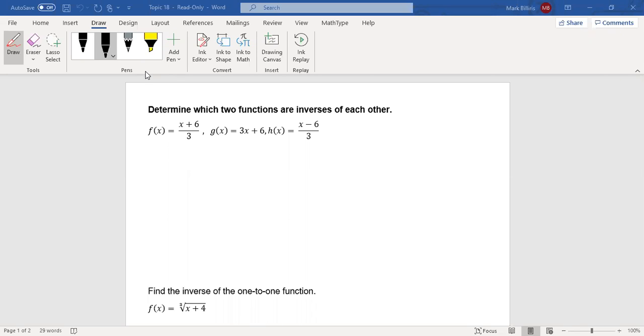Determine which two functions are inverses of each other. In order for two functions to be inverses of one another, if we take the composite of the two functions, let's just say we're talking about f and g. If we take f of g of x, the answer has to be x. And also, when we take the composite of g of f of x, the answer has to be x as well.